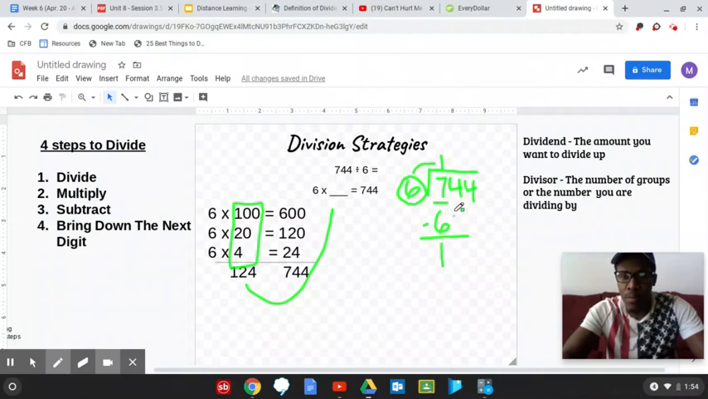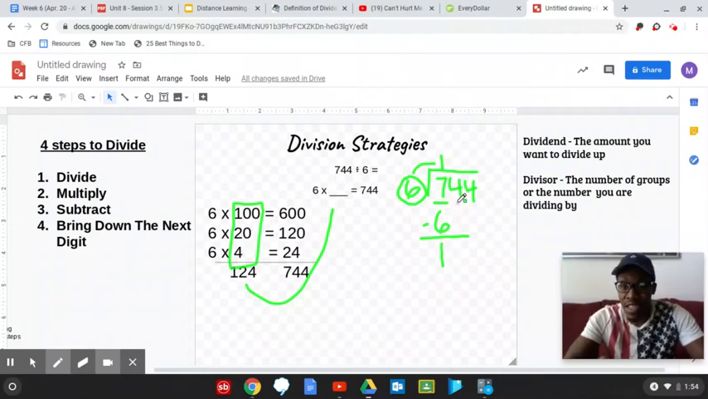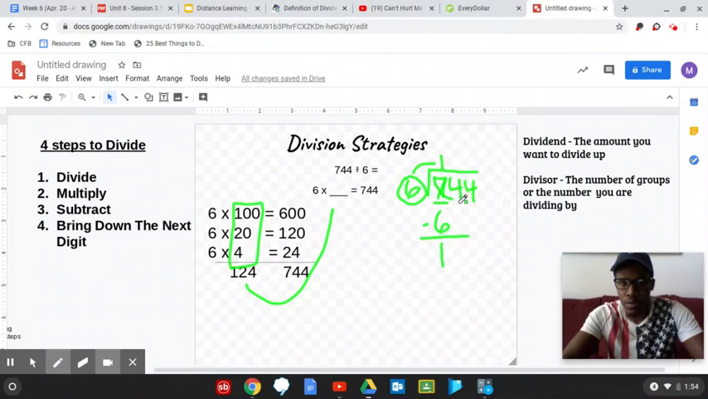And my fourth step, bring down the next digit. That means bring down the next digit in your dividend. Since we've already used this 7, you can cross it out, and we're going to bring down this 4. So now we have 14. After you bring down that next digit, you just repeat your steps all over again.